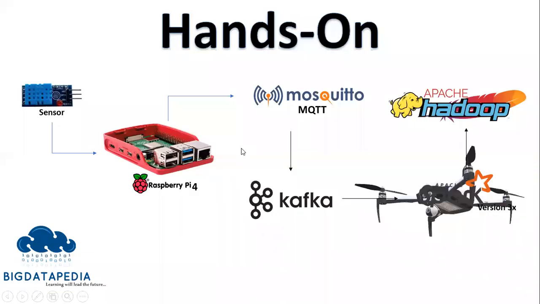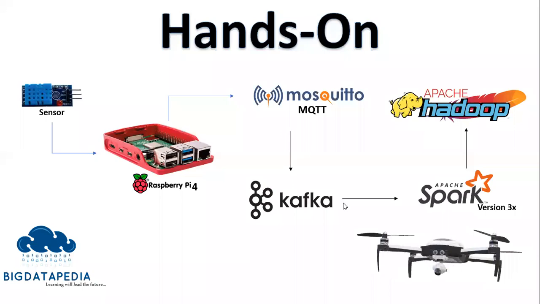Okay, no questions. So we can see a small hands-on of how we are going to do this. This is small data, and how we are going to produce it. This is a sample sensor I connected, but now my device is not available, so I created a simulator. Based on the simulator, I am transferring the data to MQTT. This MQTT will be transferred to Kafka.